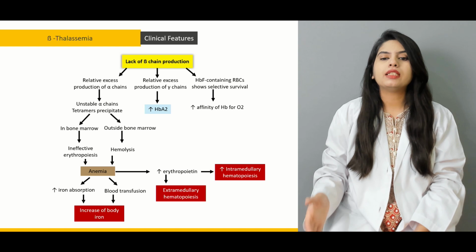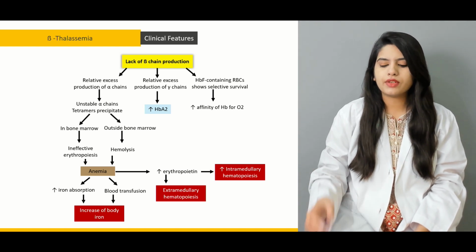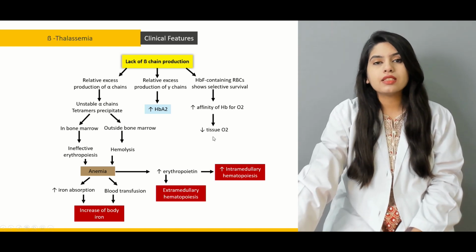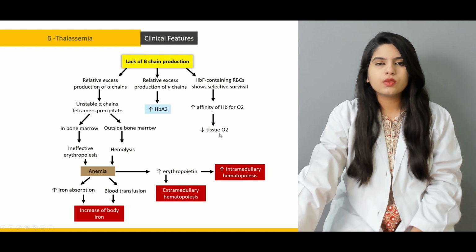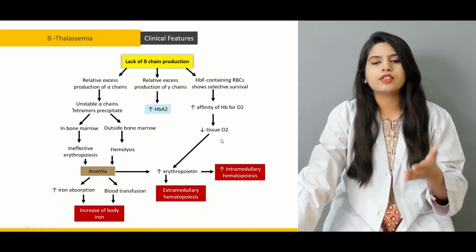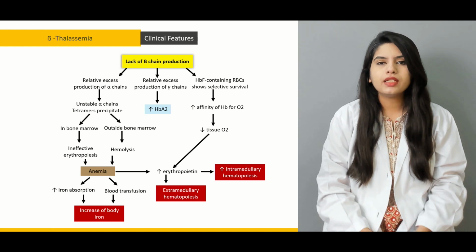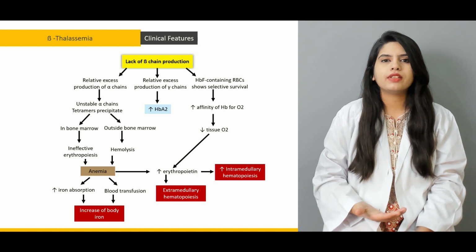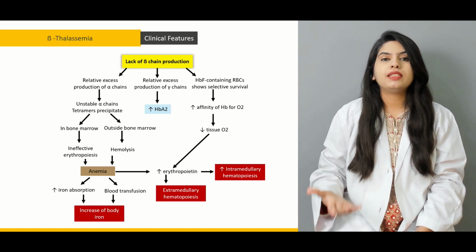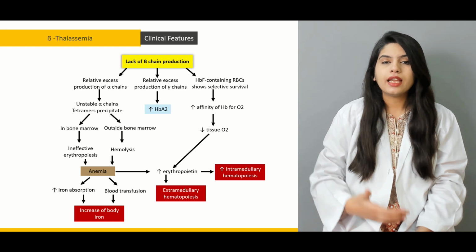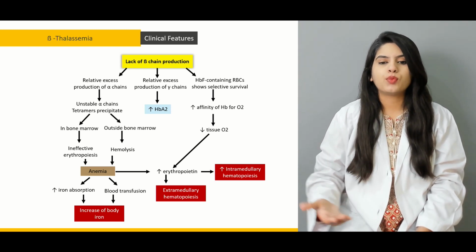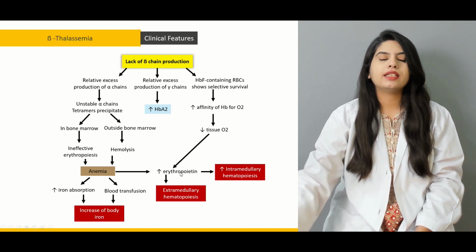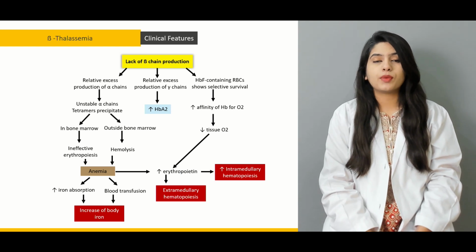So what will happen in this scenario? There will be increased affinity of hemoglobin for oxygen, but there will be decreased tissue oxygenation. In this case, the tissues will send a signal to the brain that there is a deficiency of oxygen, maybe there is a deficiency of the hemoglobin and the red blood cells. That's why the brain will send signals to the kidney, and the kidney will release the erythropoietin. There will be an increased release of erythropoietin that will then ultimately start the formation of erythrocytes.